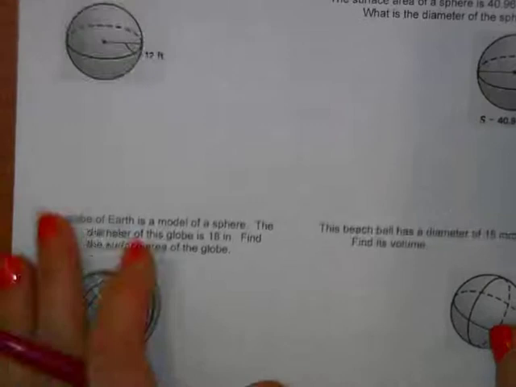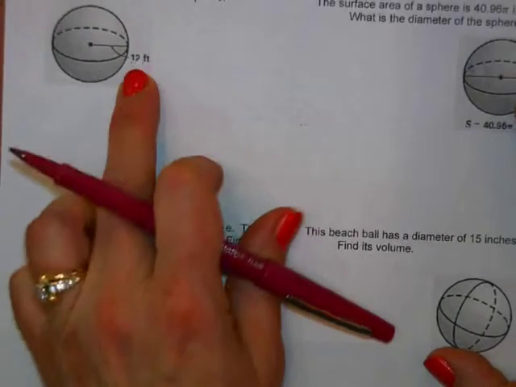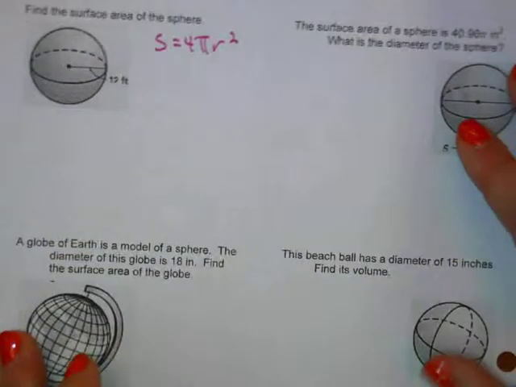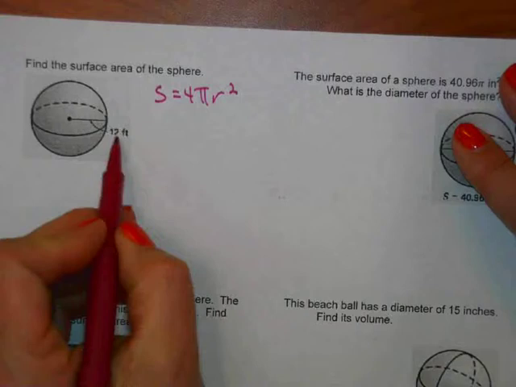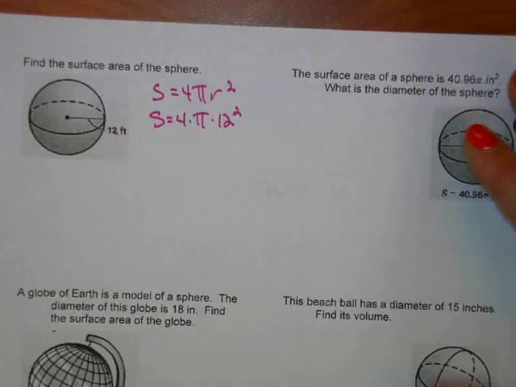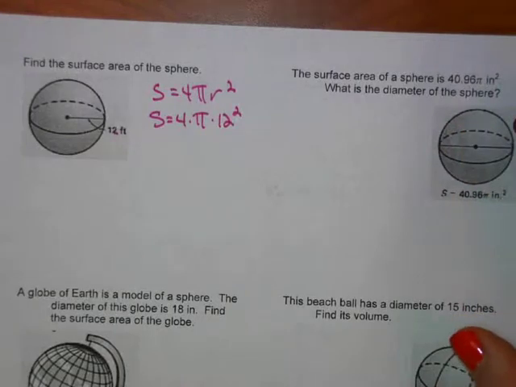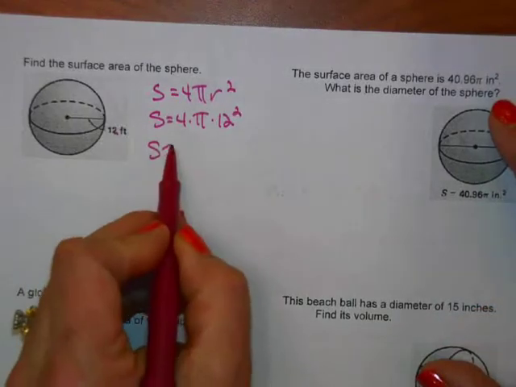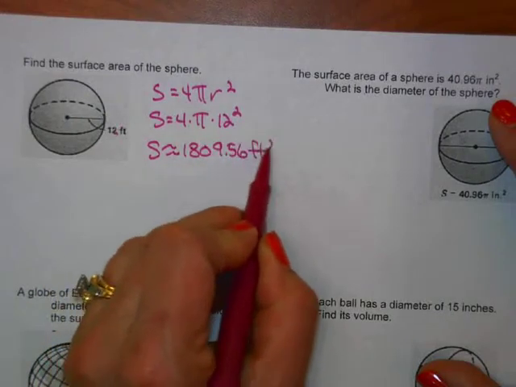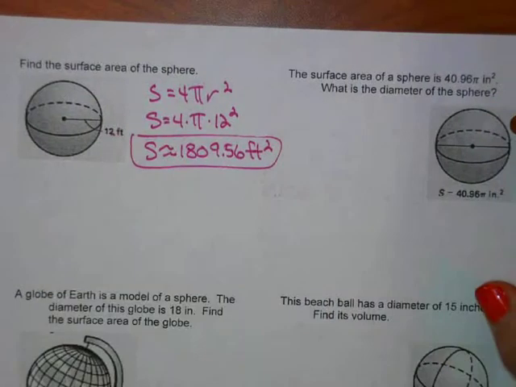So find the surface area of the sphere. So basically they gave us the radius, so we're pretty all set just to plug it in. Plug and chug, right? 12? Yes, it's a 12. So S equals 4 times pi times 12 squared. What do you have to do first in that? Square. Square first, and then do the other multiplication. Always square first. You should get approximately 1809.56 feet squared. Did that work? Yes.